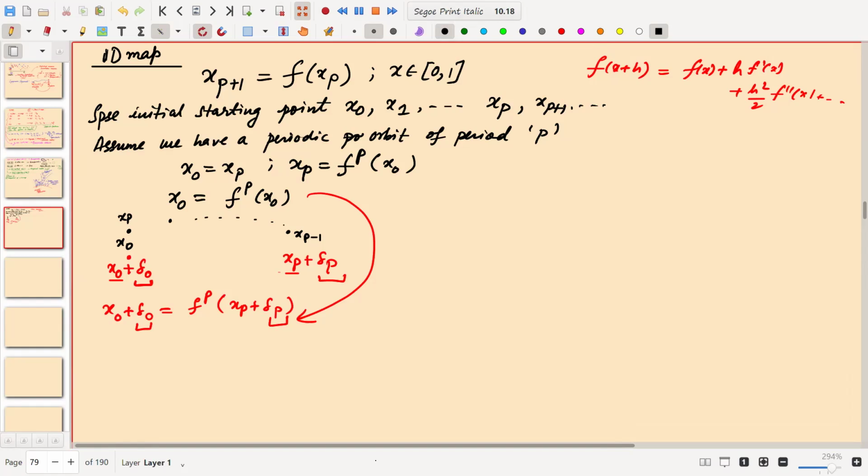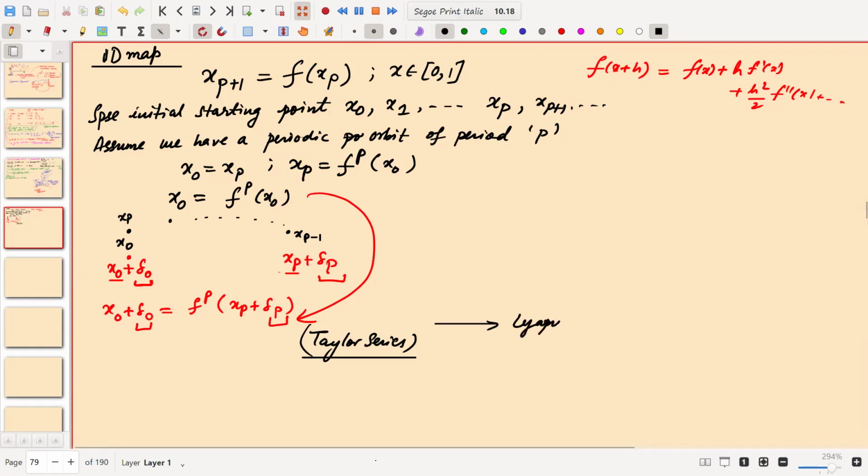You should find out. So this is your exercise. Not assignment, exercise. Try to find out how to do Taylor series expansion to this form here. After you do the Taylor series, it will be better. This can lead to the formulation of Lyapunov exponents.